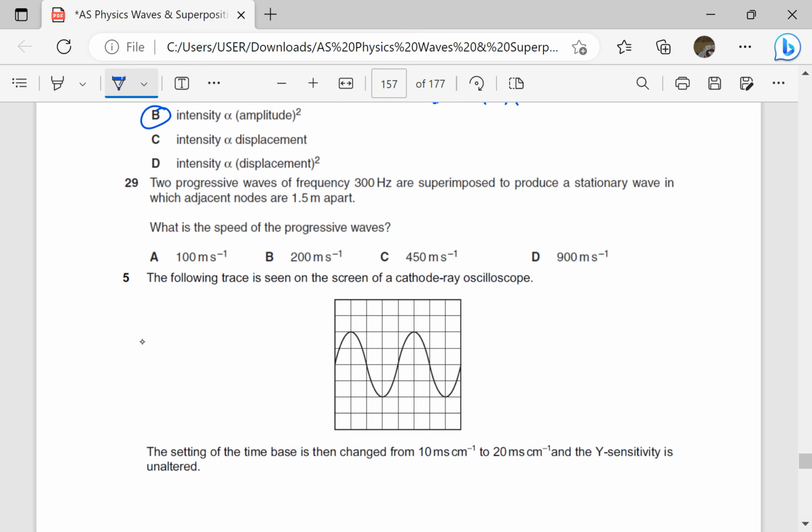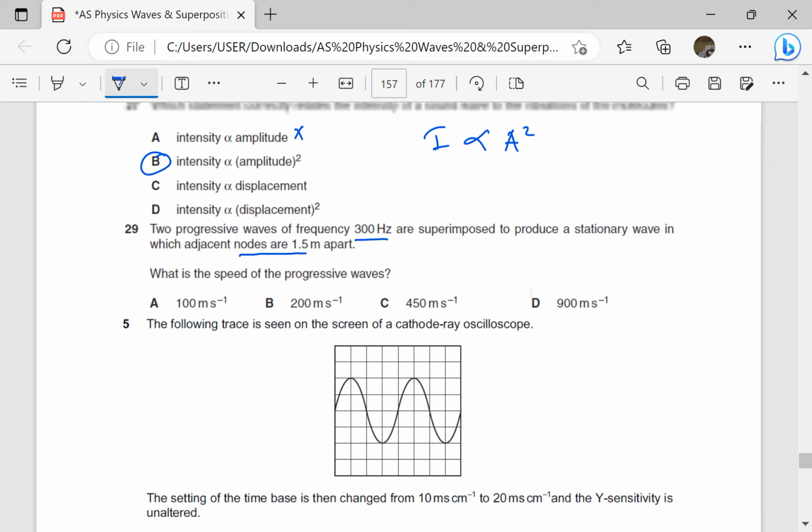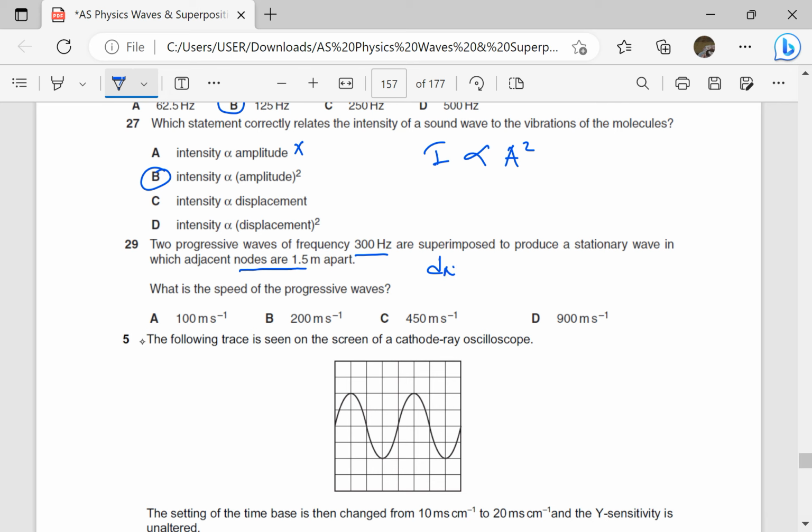Two progressive waves of frequency 300 Hz are superimposed to produce a stationary wave in which adjacent nodes are 1.5 meters apart. I want you to remember, the distance between two adjacent nodes or two adjacent antinodes is always half a wavelength. This therefore implies that our wavelength is going to be twice the distance, which is 1.5, so this is going to be 3 meters. What is the speed of the progressive wave? So the speed is equal to lambda times f, which is 3 times 300, which gives us 900 meters per second. So our answer here is going to be D.